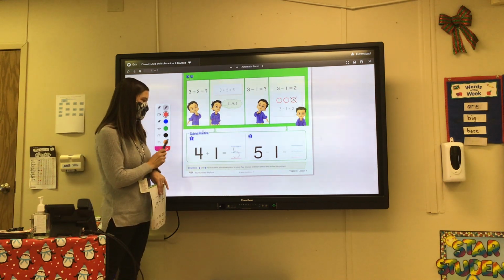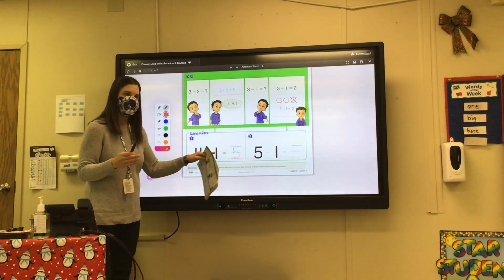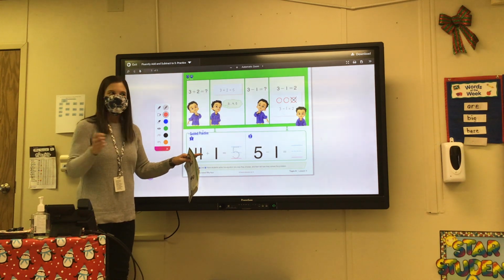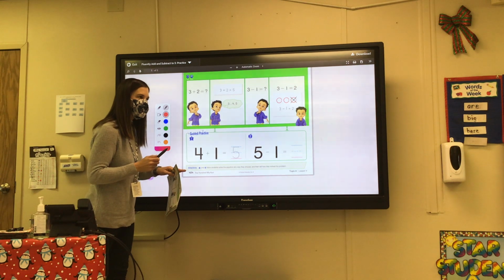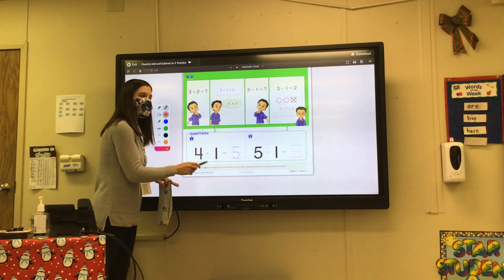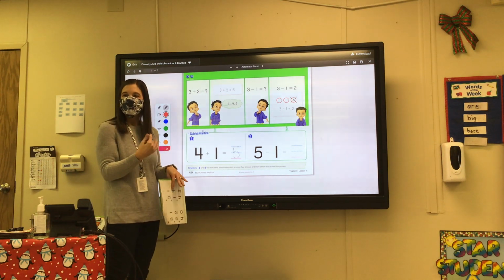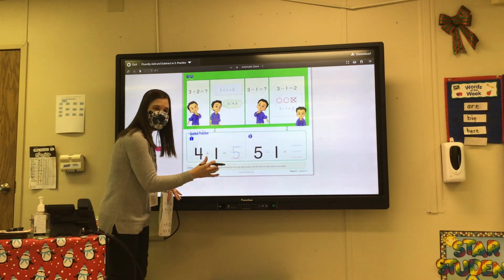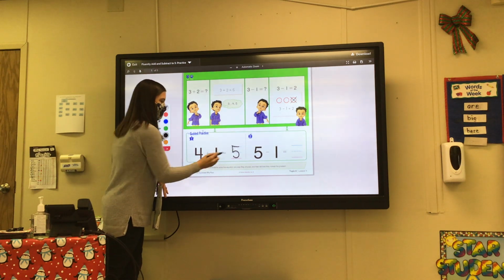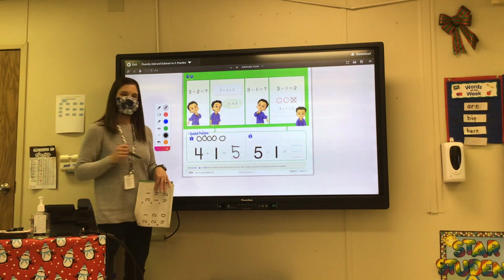Let's solve the equation any way you choose. What's one way we can solve this equation? Raise your hand if you can tell me. 4 plus 1 equals 5. Yes, we know 4 plus 1 equals 5. You can count up. You can say 4, 5, and get the answer to be 5. Or you can draw a picture. You can say you have 4, and you add 1 more. So it makes 5.